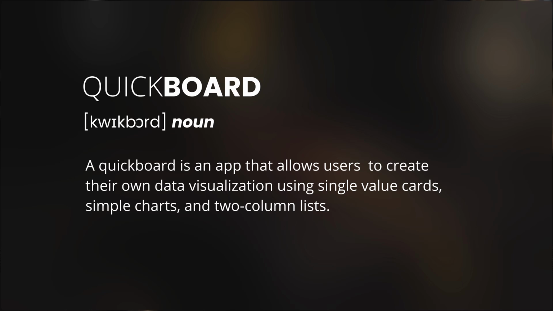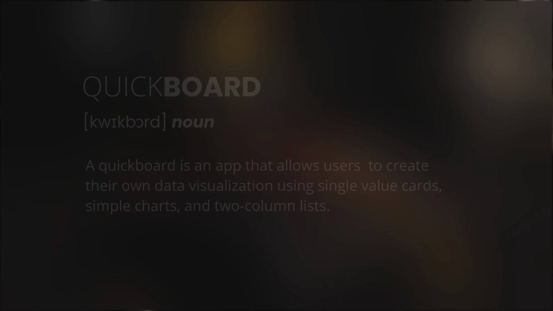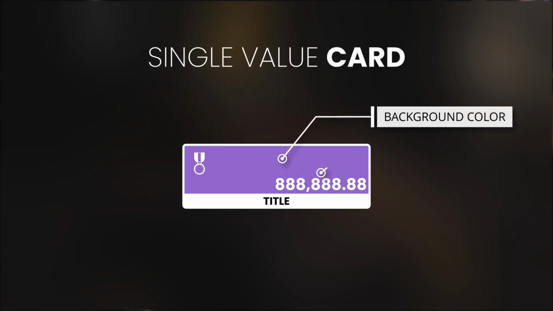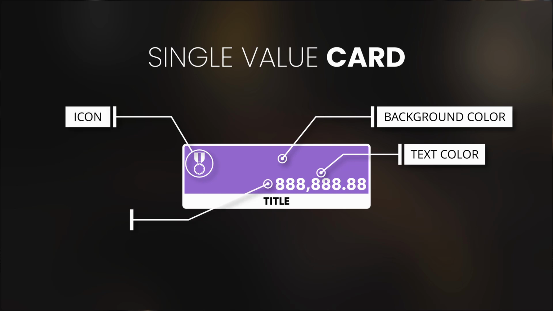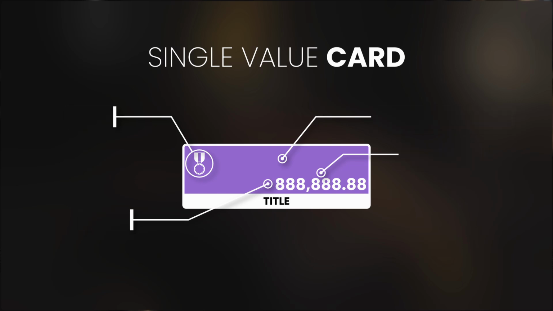A Quickboard is an app that allows users to create their own data visualization using single value cards, simple charts, and two-column lists. A single value card is an item on the Quickboard that displays a single value from an aggregation of a field from an Odoo model. This means users need to choose which model, which field for the value, and an aggregation function.